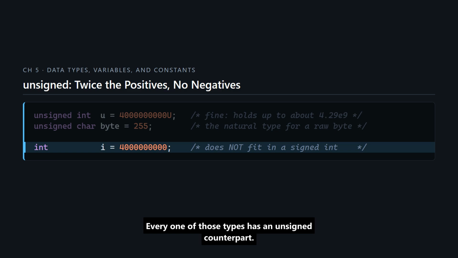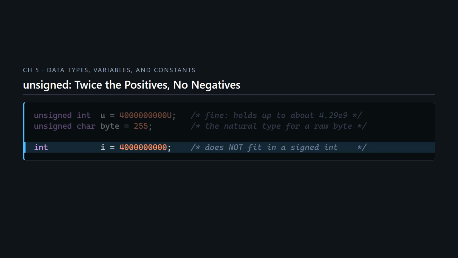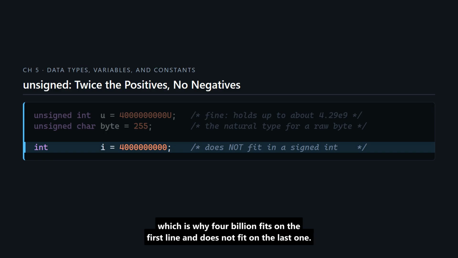Every one of those types has an unsigned counterpart. Dropping the signed bit does two things. It removes the negative half of the range, and it doubles the positive half. A signed int tops out a little over 2.1 billion, an unsigned int reaches nearly 4.3 billion, which is why 4 billion fits on the first line and does not fit on the last one.